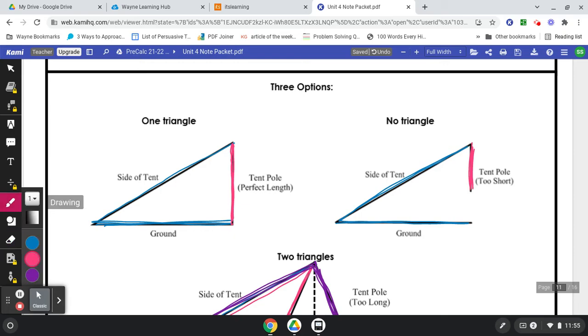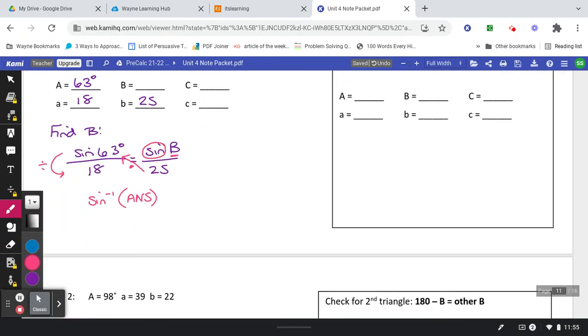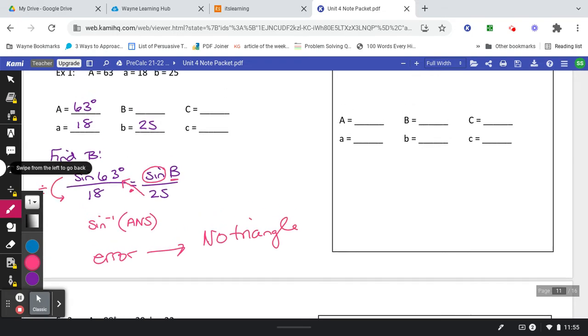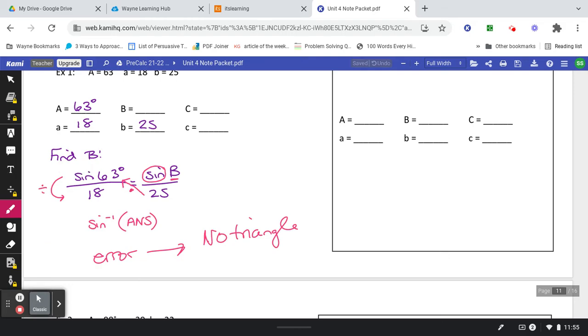These are actually nice because the problems are super short. So just come down here, error message means no triangle. And so after that, there's nothing else to do because you cannot find one of these angles because there is no triangle. So that problem is done.